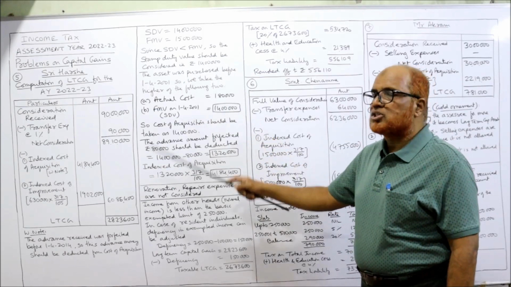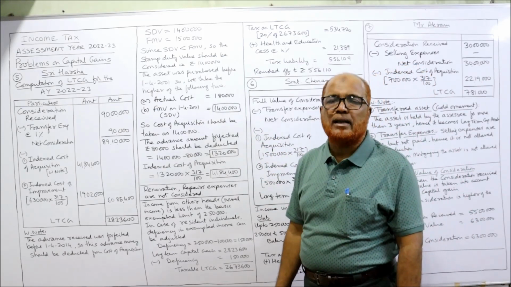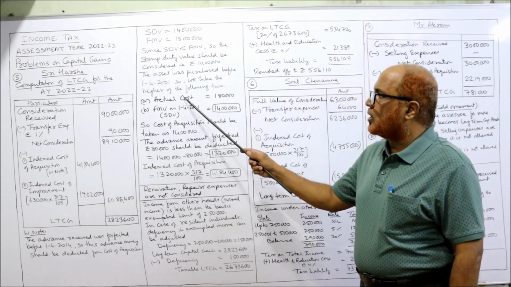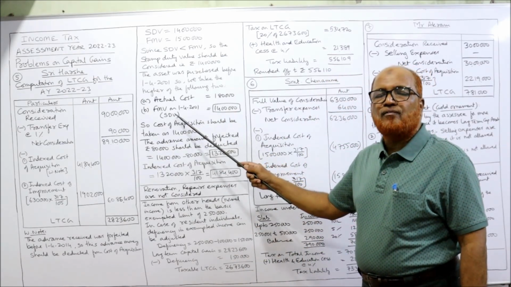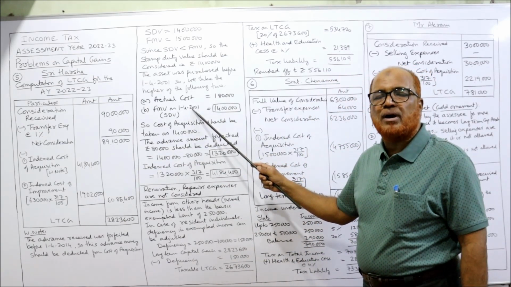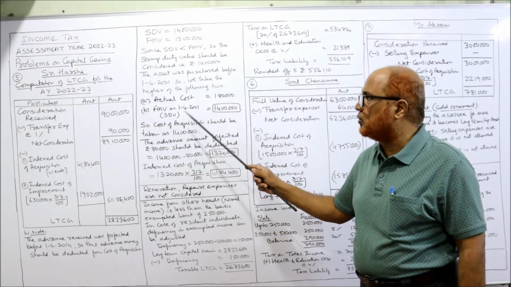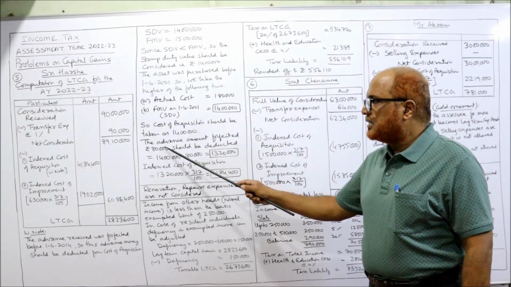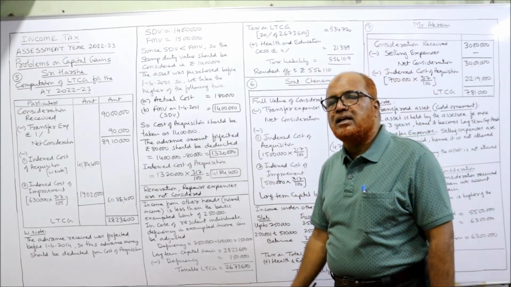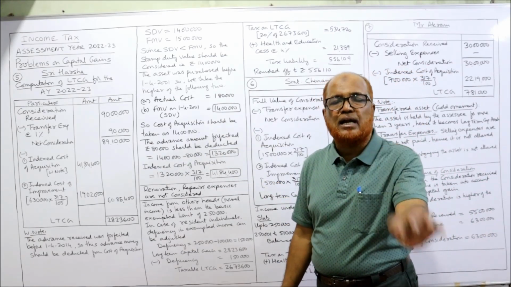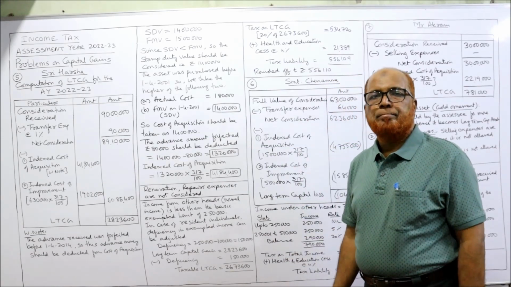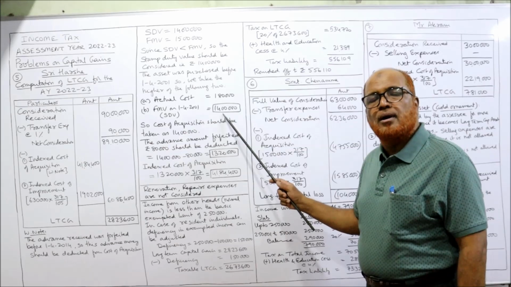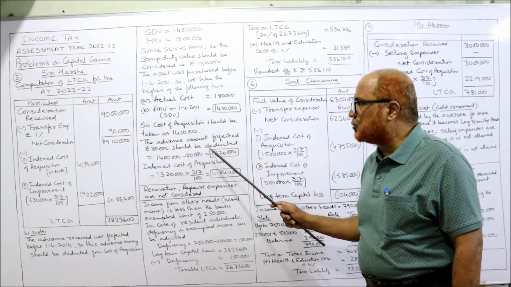The asset was purchased before 1/4/2001, so the assessee can choose the higher of the following two: actual cost, that is 1,80,000, or fair market value. Instead of fair market value, we are taking stamp duty value, 14 lakh. So the cost of acquisition is 14 lakh. But the advance amount forfeited, rupees 80,000, should be deducted from 14 lakh. Because actual cost 14 lakh rupees is the cost of acquisition. But advance money received and forfeited should be deducted.